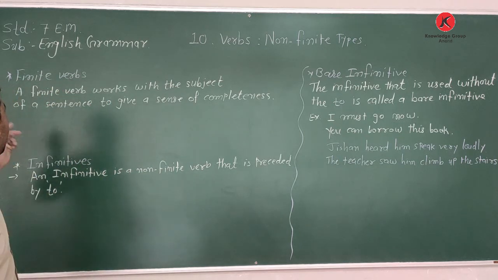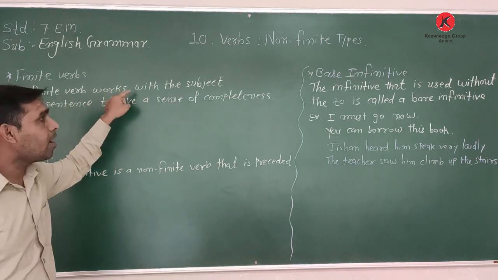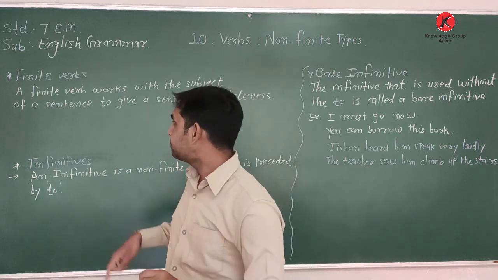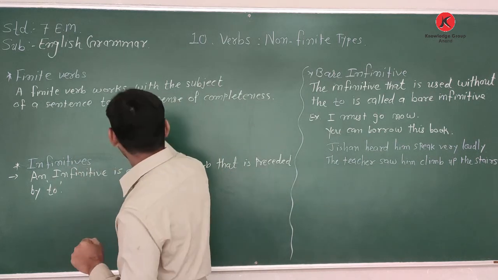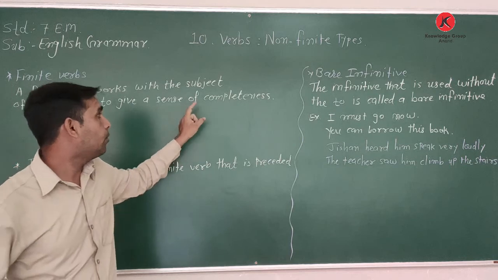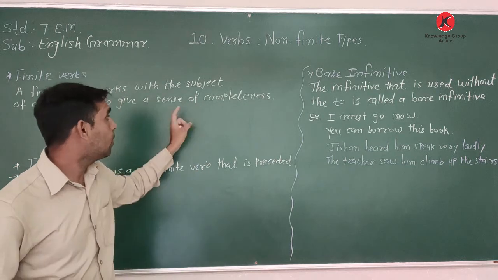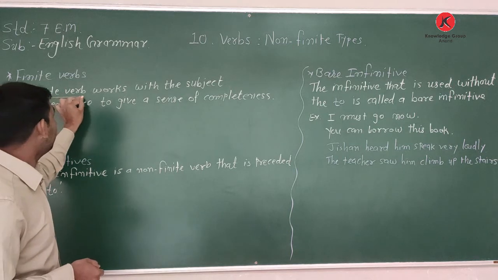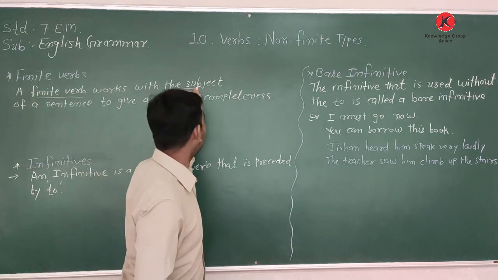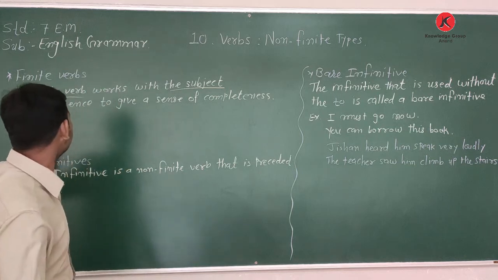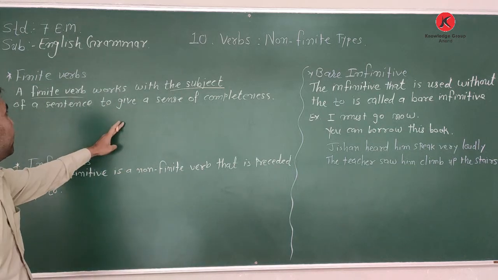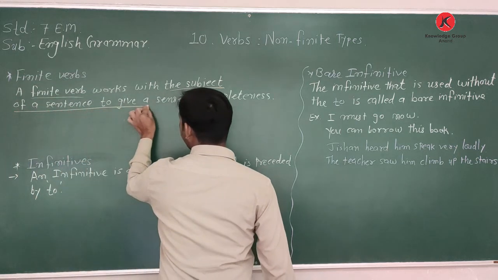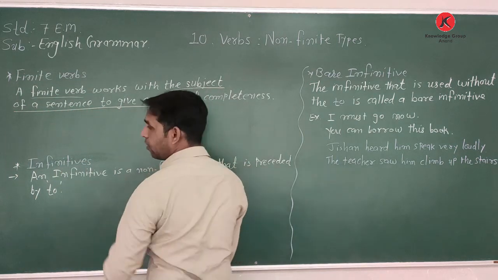What is the finite verb? A finite verb works with the subject of a sentence to give a sense of completeness. Finite verb works with whom? With the subject. So we write the subject first, then we write the finite verb. Finite means the main verb of the sentence, to give a sense of completeness.